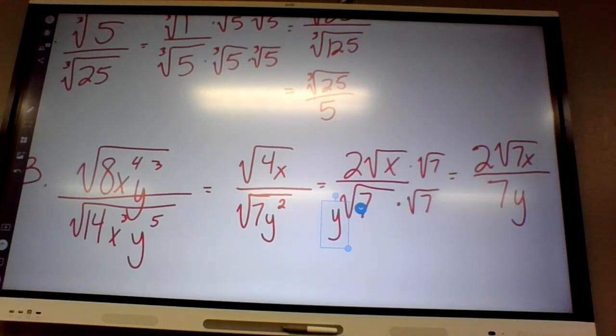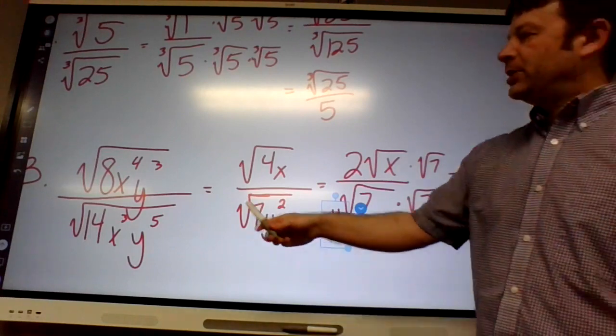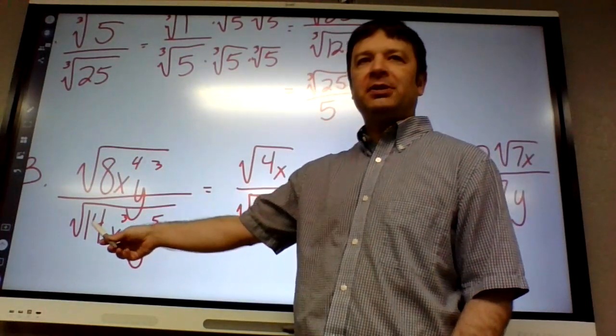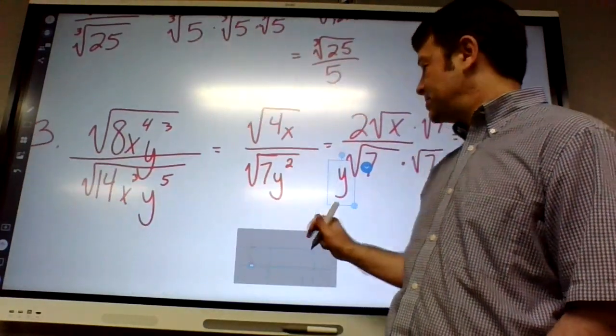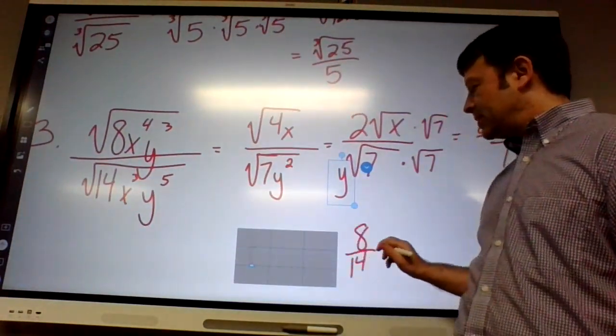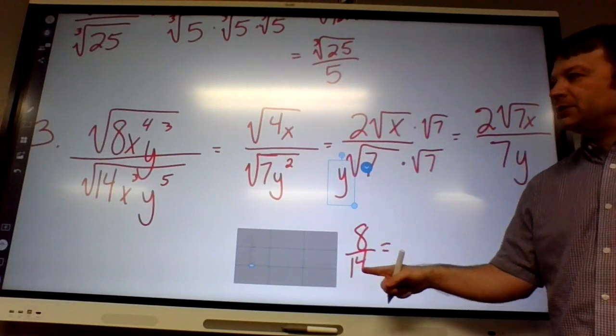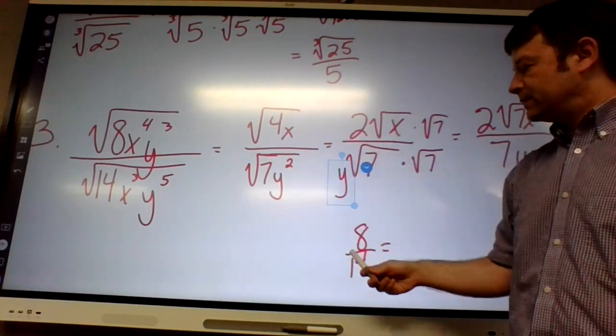That's a lot. Yeah, it's kind of hard, isn't it? Starting with the biggest number that can go into those numbers. When we reduced 8 and 14? Yeah. It's just like reducing any fraction. It's just square roots instead.